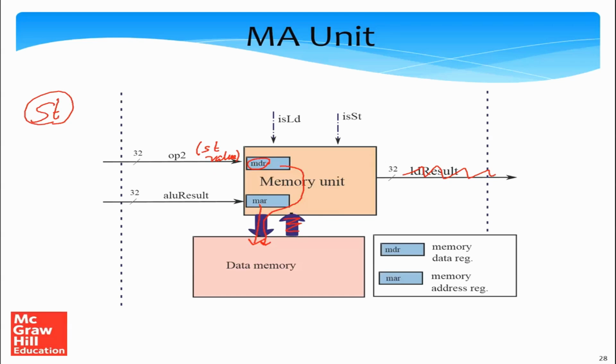So the memory unit is very simple. In the case of a load, it takes an address and returns a value. In the case of a store, it takes a value as well as an address and performs the operation. There are two control signals that control the operation of the data memory: is load and is store. They are again generated by the control unit.